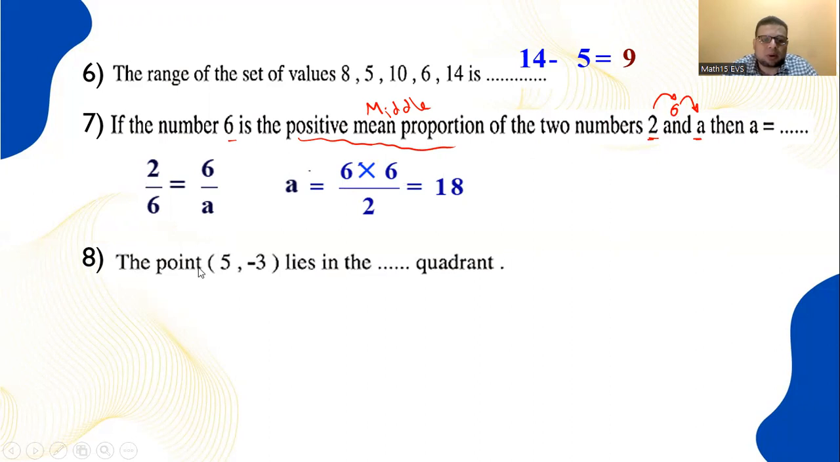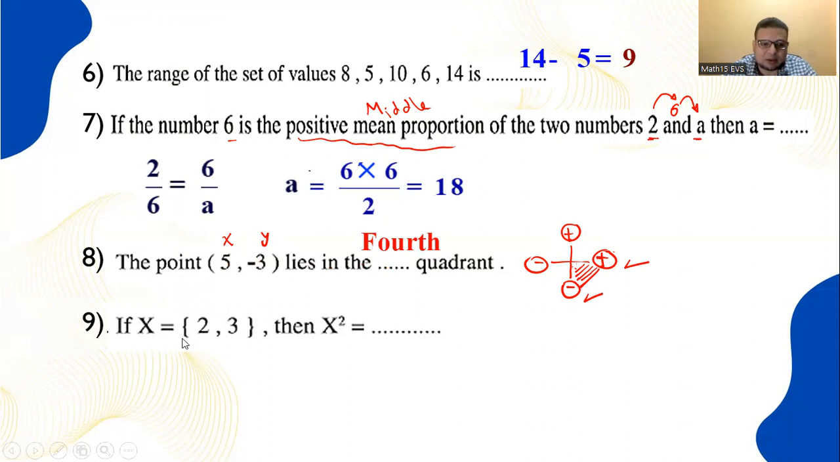Question number 8. The point (5, negative 3) lies in what quadrant? You remember the graph. Here plus on the x-axis, here minus on the x-axis, here positive on the y-axis, here negative on the y-axis. So 5 is positive for x, and negative 3 is negative in y. So you will find the point here in the fourth quadrant.